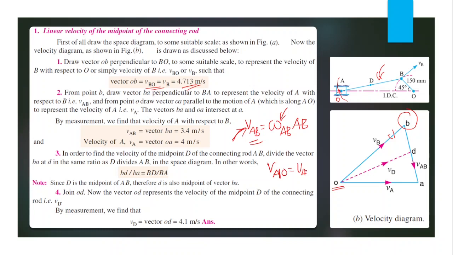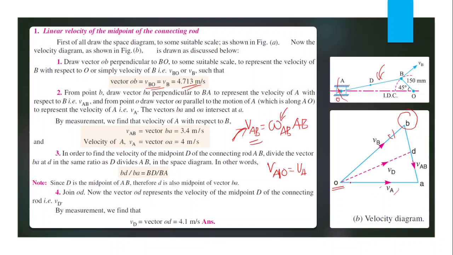That VA must be along the horizontal direction. That is a constrained motion, because the slider can only move in the horizontal direction. We already know the velocity is along the horizontal direction, so we can draw a horizontal line passing through O. But again, the magnitude of VA is unknown.